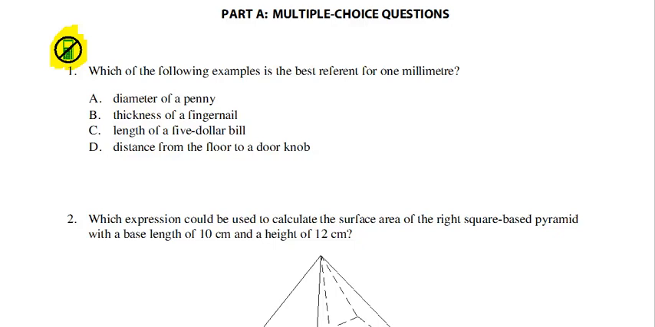The diameter of a penny, would that be a good reference for 1 millimeter? Well, remember, they're not talking about the thickness of a penny, the diameter of a penny, so my guess is probably not so much. The thickness of a fingernail. If you look at your fingernail, not very thick. I'm thinking that's probably a good answer. Let's just check the other ones to be sure. The length of a $5 bill, obviously that's way longer than a millimeter. The distance from the floor to a doorknob, obviously that's a greater distance as well, and so we're pretty confident we can pick B for this one.